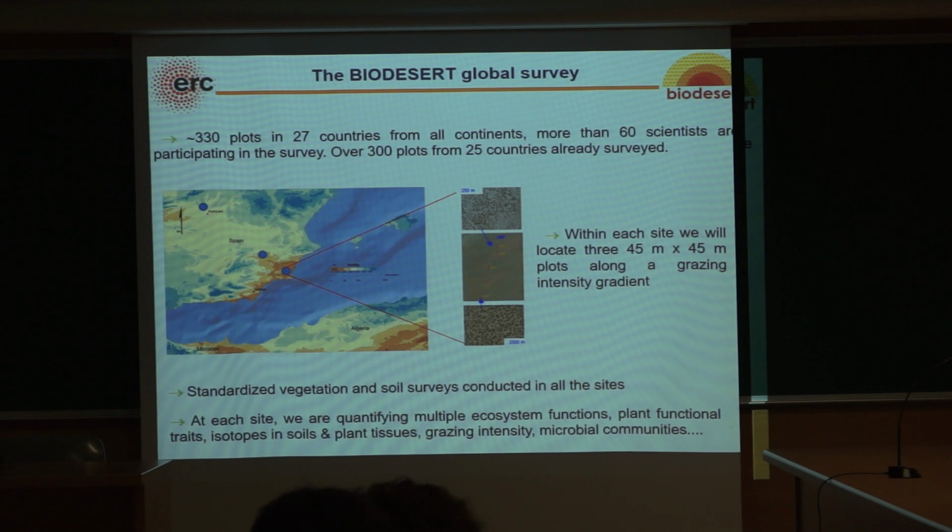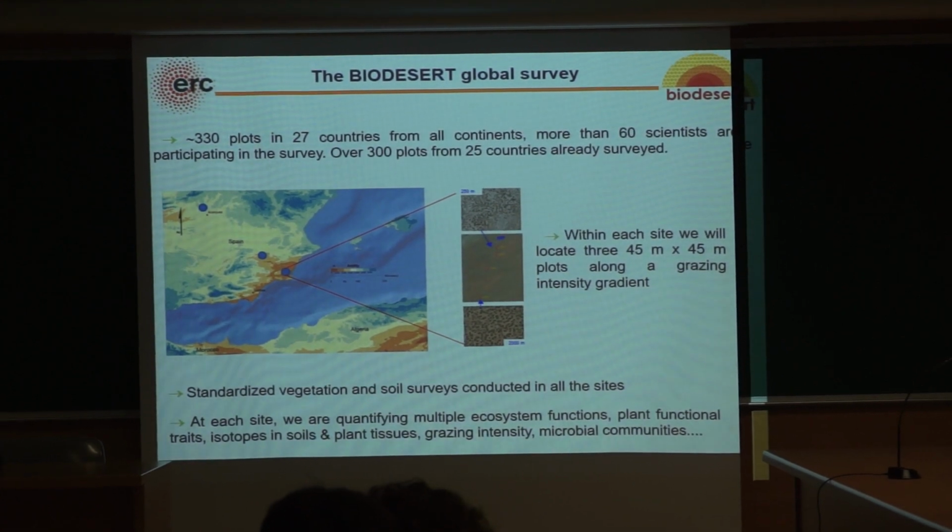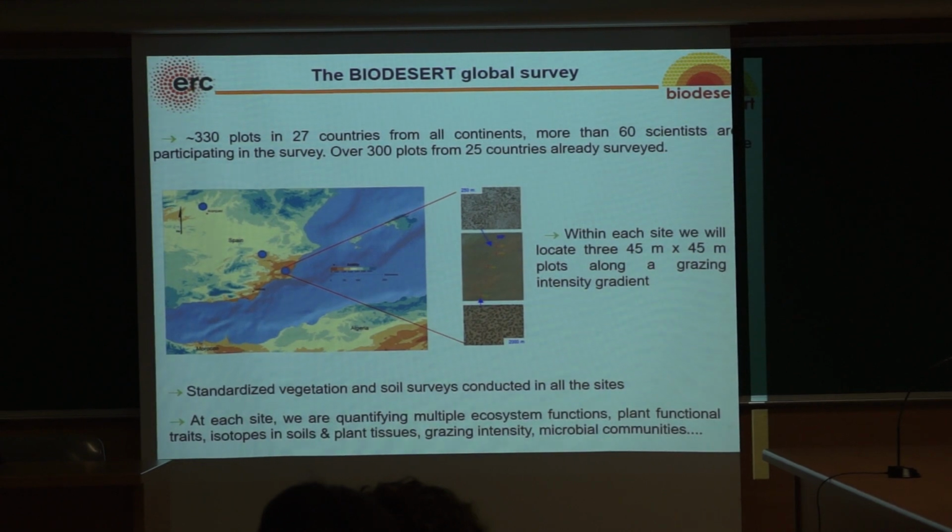So in this consolidator grant, we are looking at the interplay between climate change and desertification, and one of the key things that we are doing is this global survey, where in every site that we are surveying, we are getting data across grazing gradients. So, for instance, these are 3 sites we have in Spain. Within each site, we have 3 actual plots in the field with different grazing intensities. So the idea is that for every aridity level, for every place where aridity, soil conditions and vegetation are the same, the only thing that will change is the intensity of grazing.